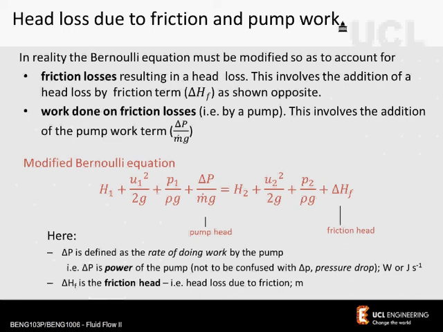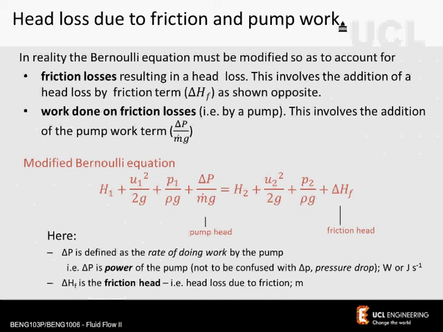Note that capital P indicates power, whereas lowercase p indicates pressure, so make sure not to get those two confused. So we add those to either side of our modified Bernoulli equation, with the delta P over the pump work term going on the left hand side and the friction head term going on the right hand side. So these two terms are in opposition to one another. Friction losses cause head loss, whilst the work creates additional head.